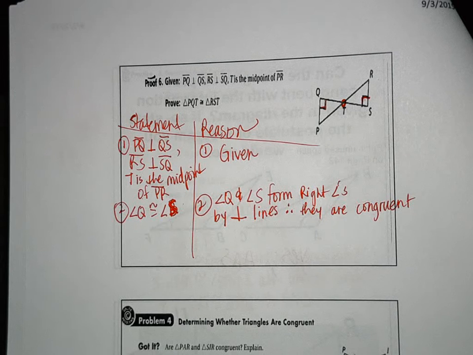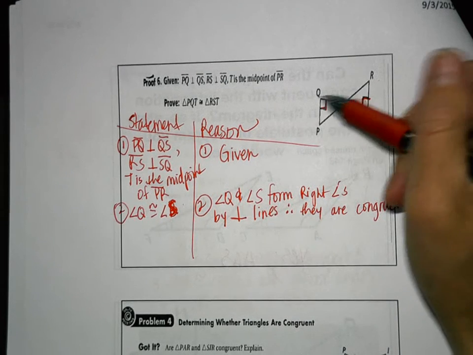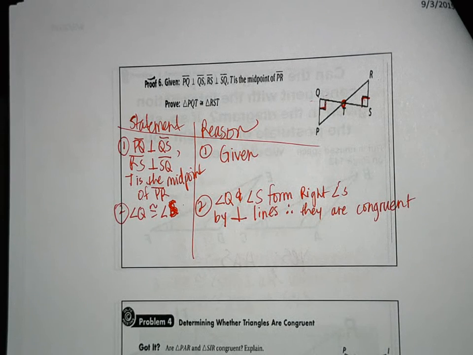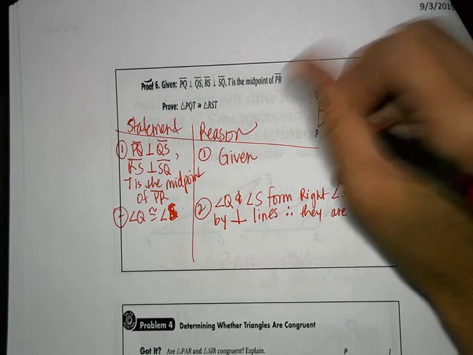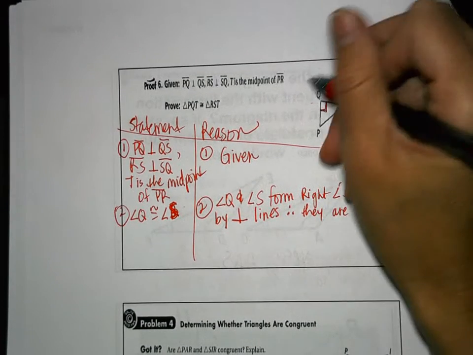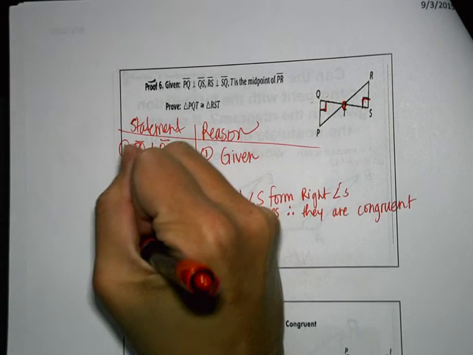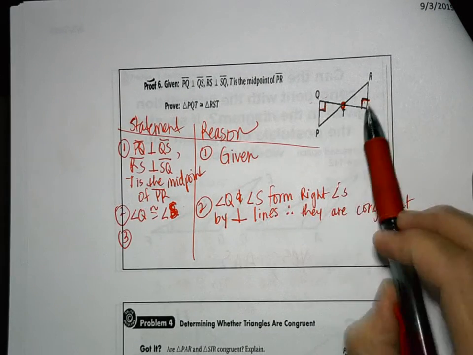So anytime you have perpendicular lines, they make 90-degree angles. Okay? So since I had 2 perpendicular lines, it made the 90-degree angles. So RS and this one made a 90 degree, and QS and QP. Okay. Number 3, what's something else that I can state on this? So now I've talked about the 90-degree angles. What else do I need to talk about?